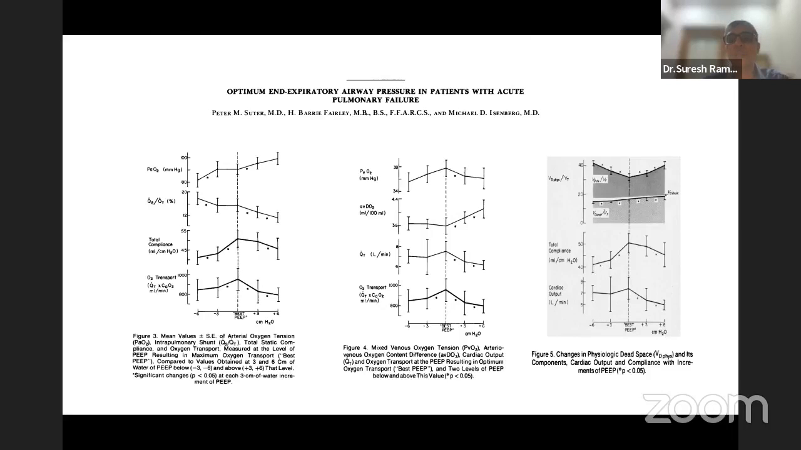And that best PEEP was eventually found out using cardiac output by Swan-Ganz catheter in the early 80s. So ventilation and Swan-Ganz catheter and ARDS grew up together in the history of ARDS ventilation and ICU critical care medicine. So that's how this was happening in those days.